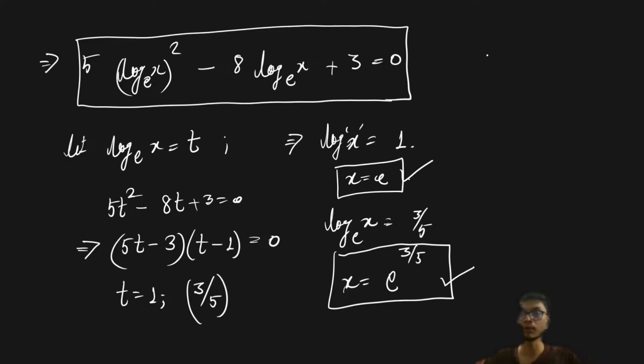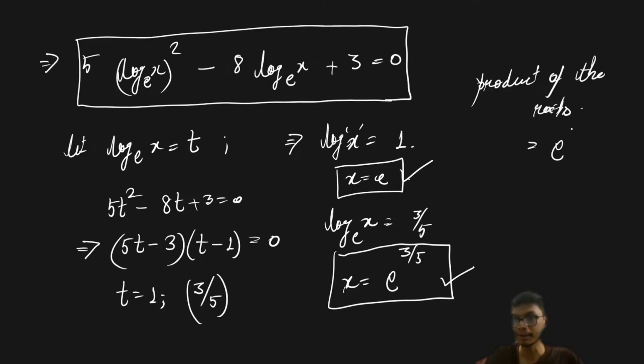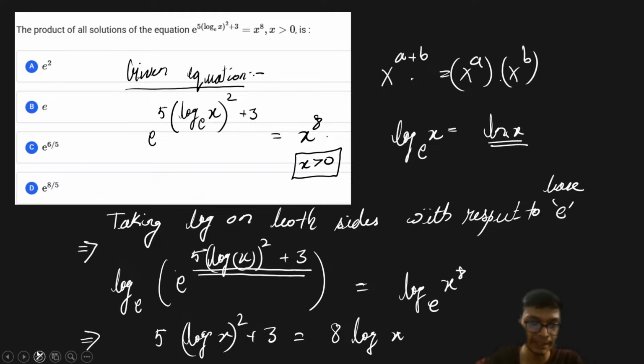So the product of the roots, that is e into e to the power 3 by 5, is basically becoming e to the power 8 by 5. I hope this is clear to all of you. So with this, we will have option number D as the correct answer to this particular problem.